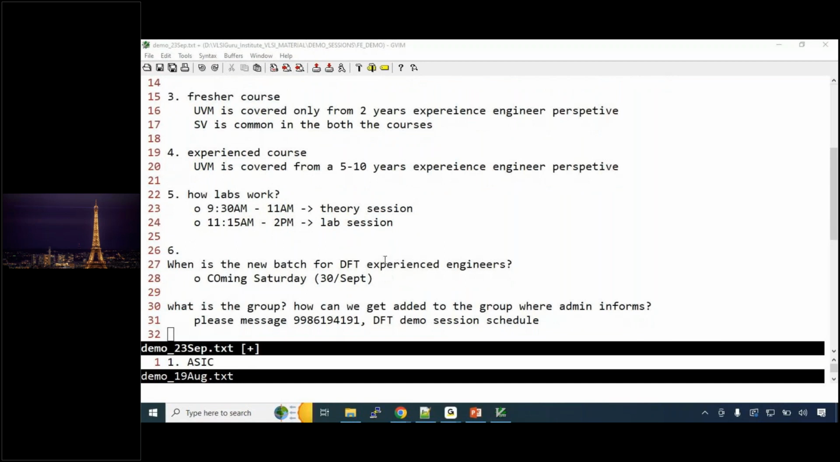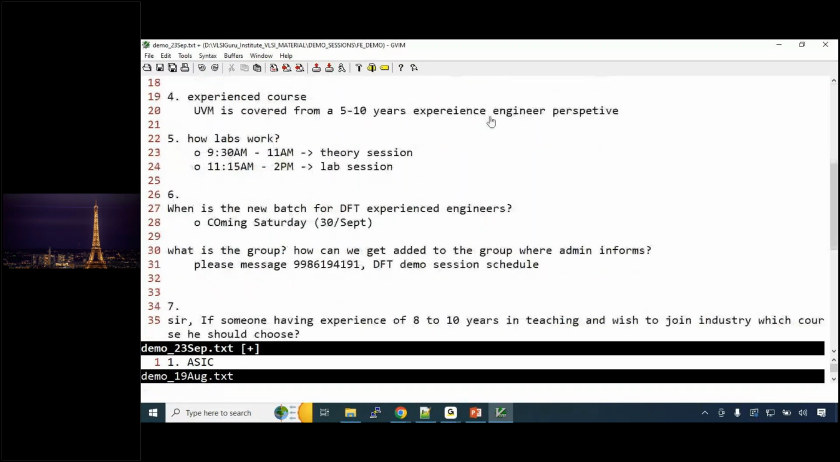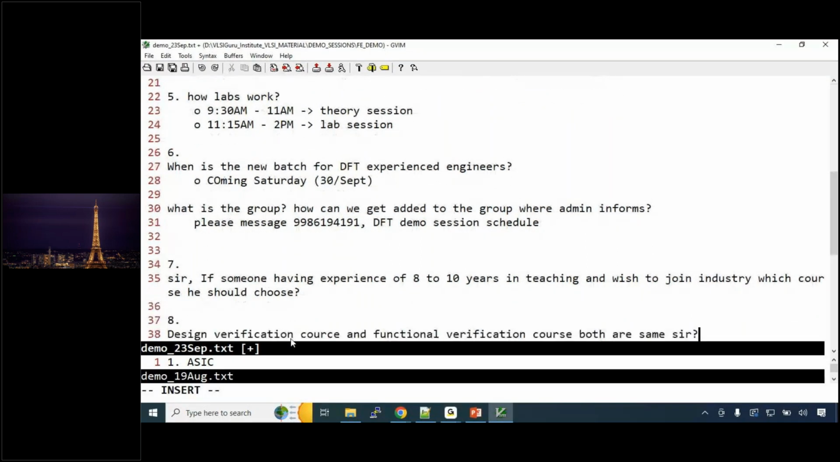Other than that, if someone has questions, let me take down all of them. If someone has teaching experience of 8 to 10 years and wishes to join the industry, which course should he choose? See, how you choose a course is what we are going to talk about today. But anyway, just to give you a brief, since you have worked in teaching for 8 to 10 years, you know better what subject you have handled.